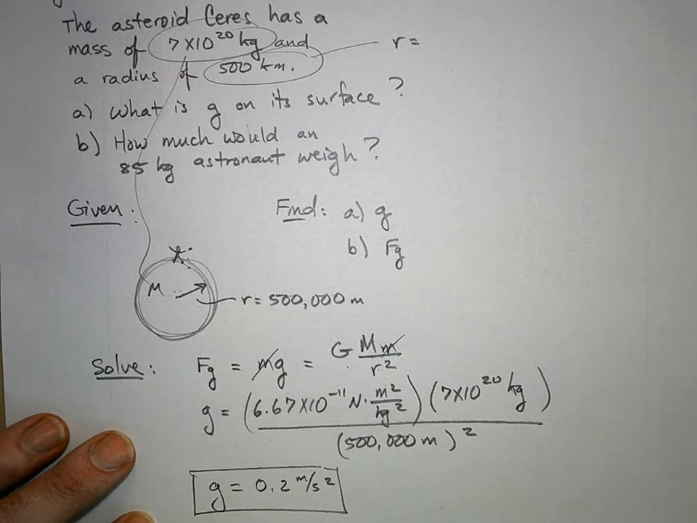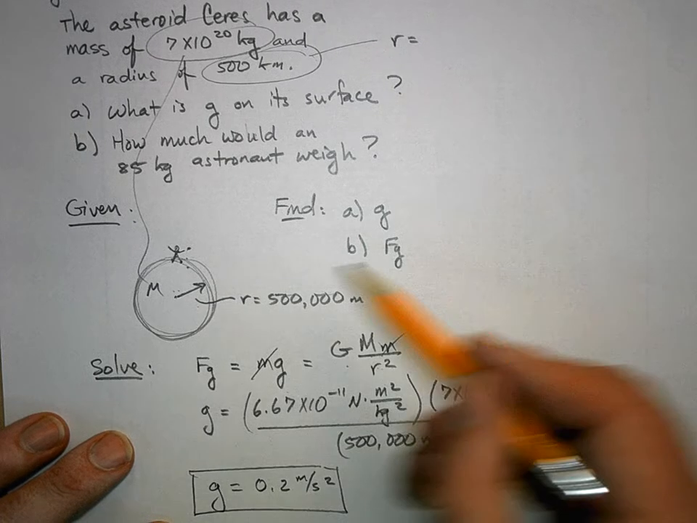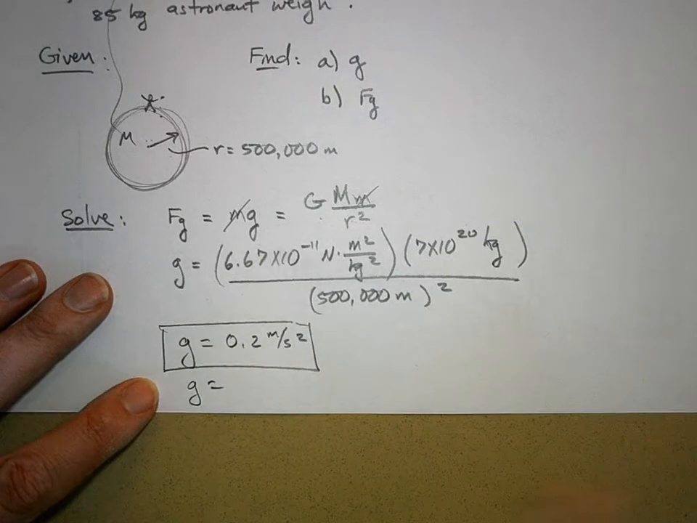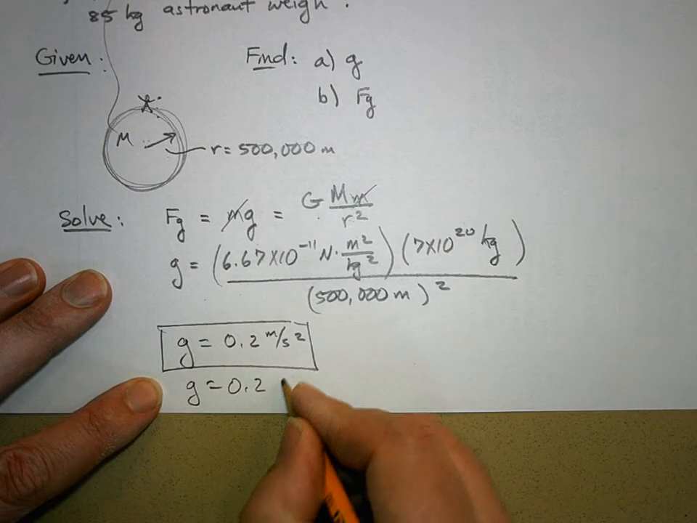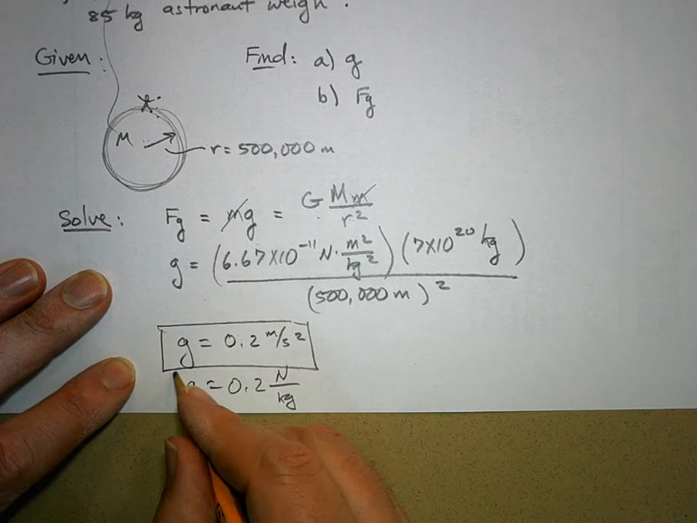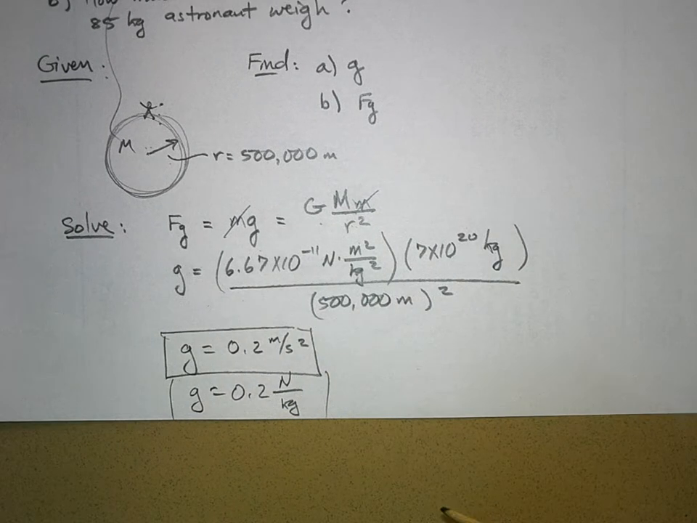Now that's for part A. Now what you have to do is, well, what is the weight of the astronaut? Well, this is really the gravitational field. I actually prefer to write this as 0.2 newtons of force per kilogram of mass. That's the better way to write what g is. I'll accept either. This reduces to meters per second squared, but I prefer this.